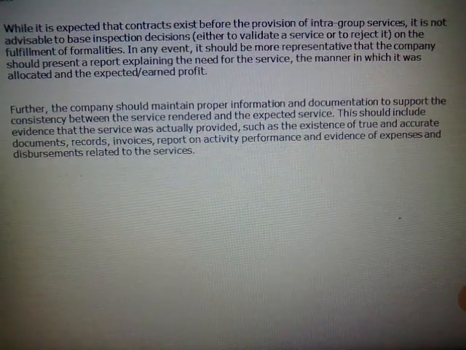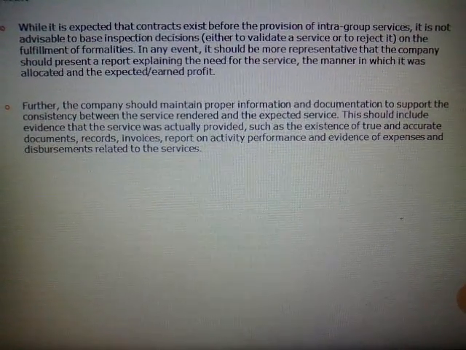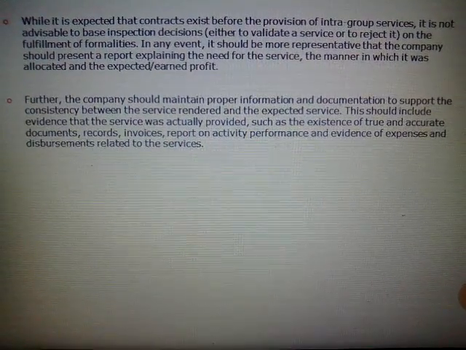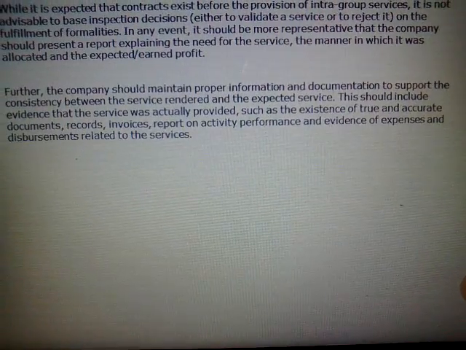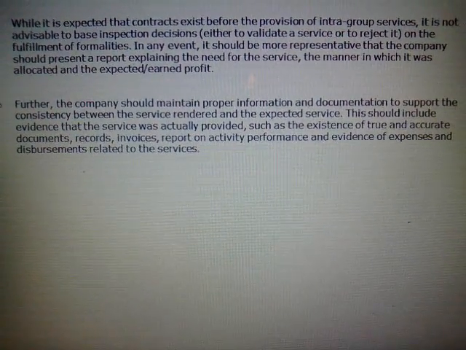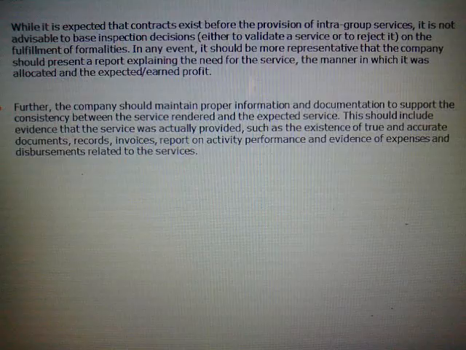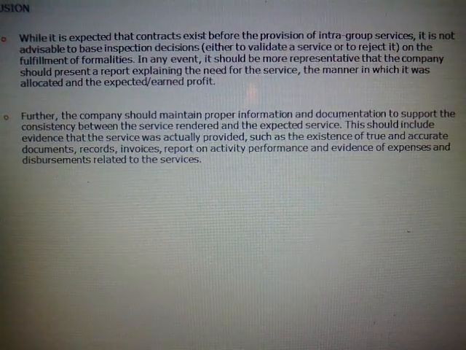evidence that the service was actually provided, such as the existence of true and accurate documents, records, invoices, reports on activity, performance, and evidence of expense and disbursements related to the services.